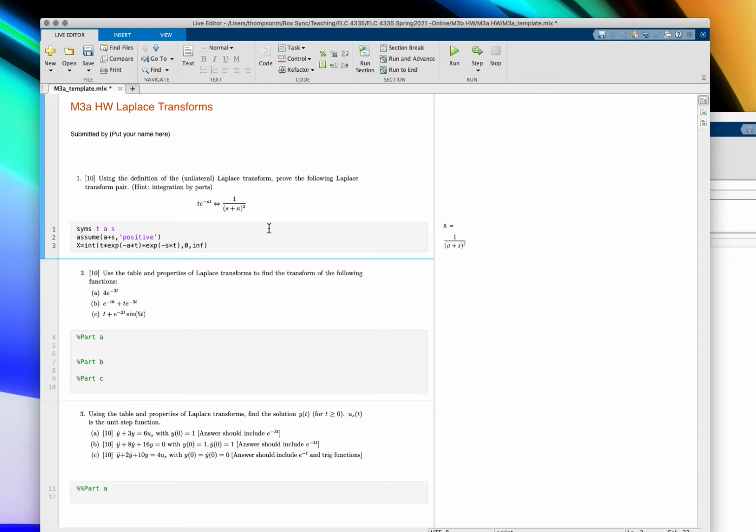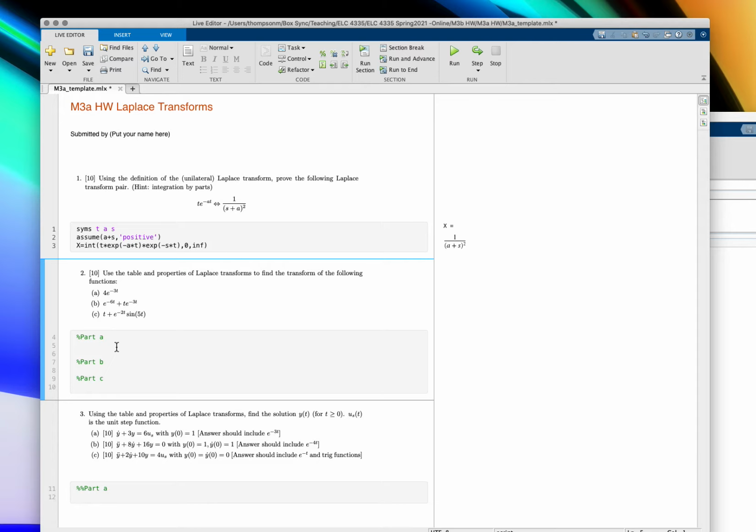I'd like you to go ahead and reproduce that in the work that you turn in, but I just wanted to show you how you can use the integration function within the MATLAB symbolic toolbox to prove this Laplace transform pair.